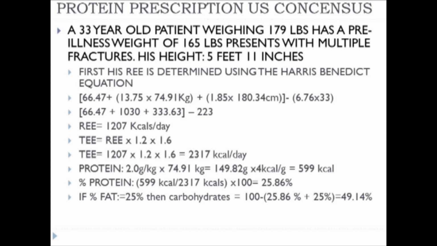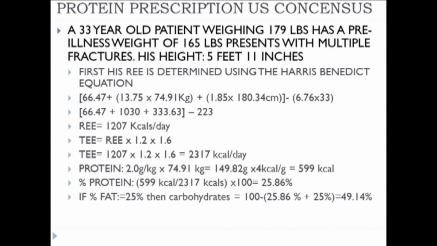Now, if we complete the calculation, 2 grams per kilogram body weight times 74.91, we get 149.82. And we want to know what percent of the calories this represents. So we multiply that by 4 calories per gram. That's 599 calories. So to get the percent, 599 divided by the total number of calories assigned to this patient, 2,317, times 100, we see that protein prescribed at 2 grams per kilogram body weight actually equals 25.86%.